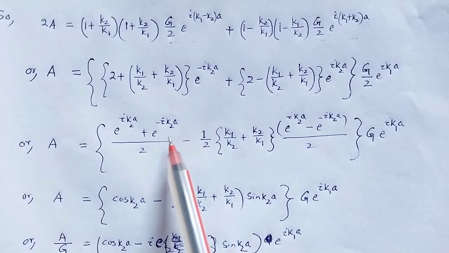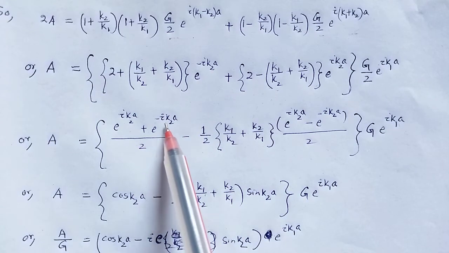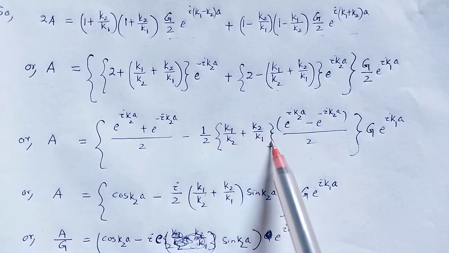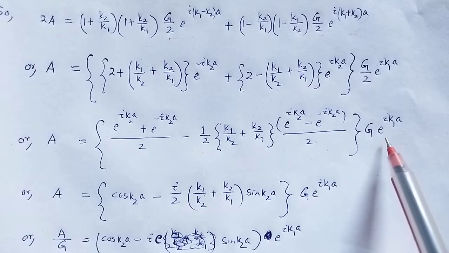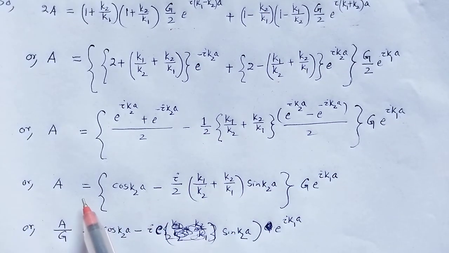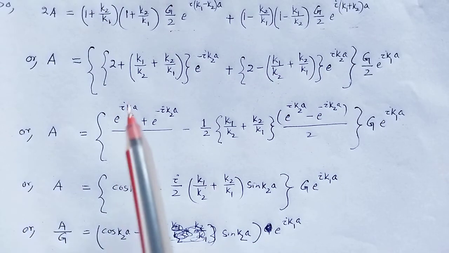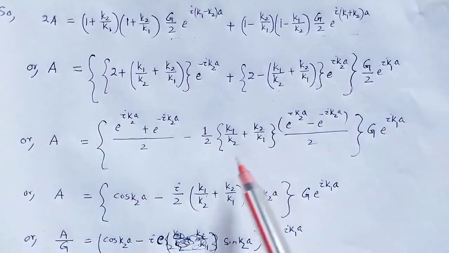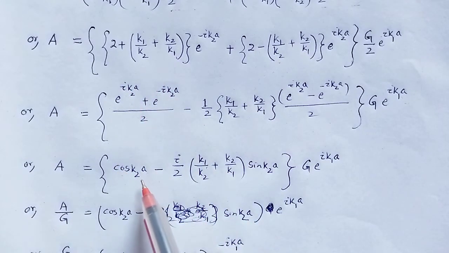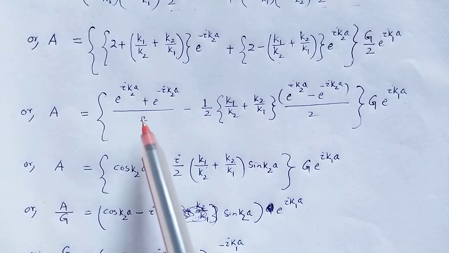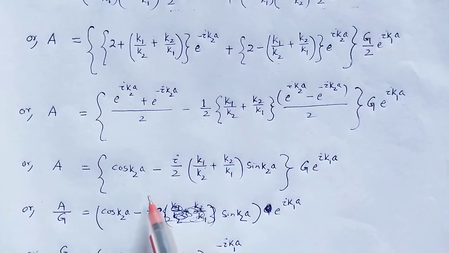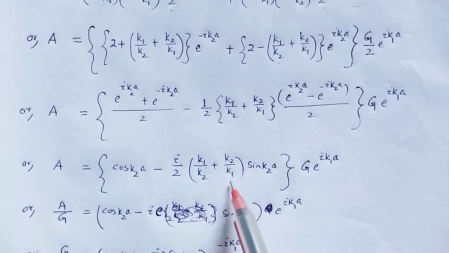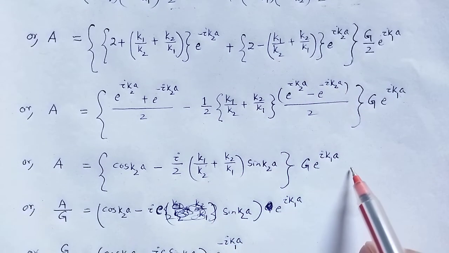Again, simplification: (e to the power i k2 a plus e to the power minus i k2 a) divided by 2, minus half of (k1 by k2 plus k2 by k1), that quantity, times (e to the power i k2 a minus e to the power minus i k2 a) divided by 2, equals g e to the power i k1 a. That quantity is known as cos k2a, the formula of cos theta, meaning (e to the power i theta plus e to the power minus i theta) divided by 2. So we get cos k2a minus i by 2 (k1 by k2 plus k2 by k1) sin k2a, times g e to the power i k1 a.